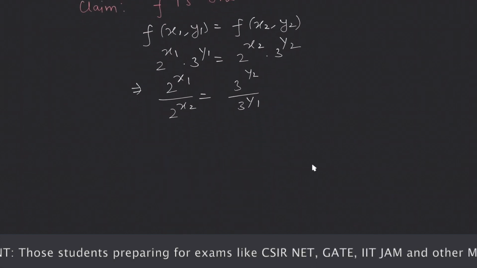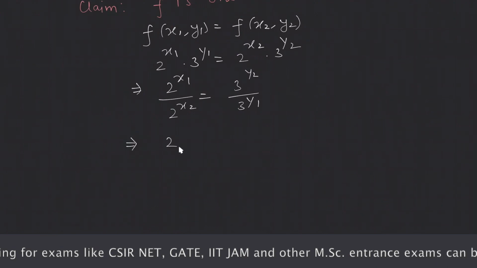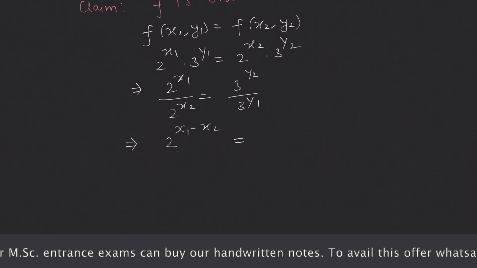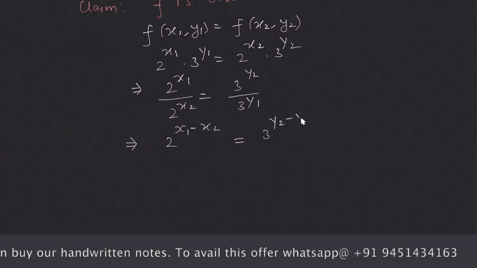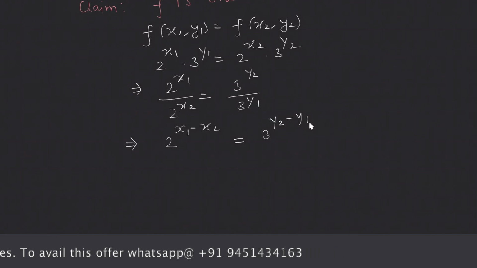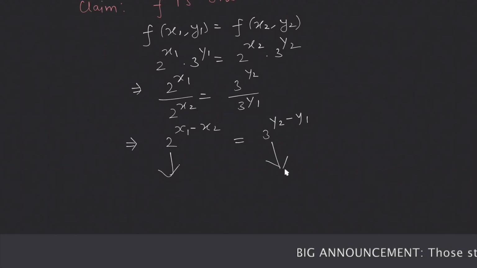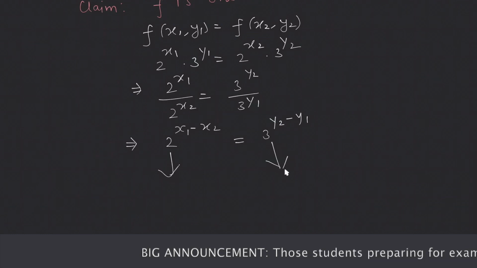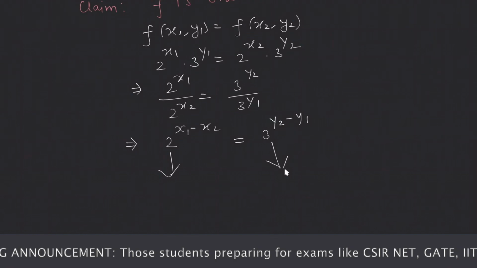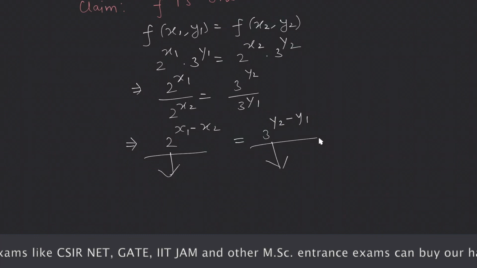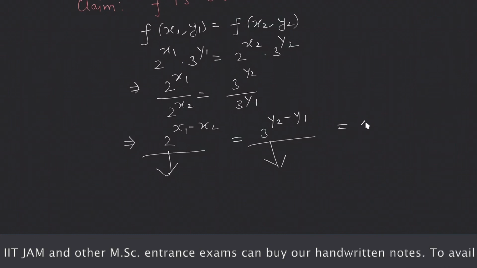Now in the left hand side we have 2 raised to power x1 minus x2, and in the right hand side we have 3 raised to power y2 minus y1. For any values of x1 and x2, the left hand side is 2 raised to power something, and the right hand side is 3 raised to power something, and we know that GCD of 2 and 3 is 1. That means these two values cannot be equal. It will be equal only when this equals 1.